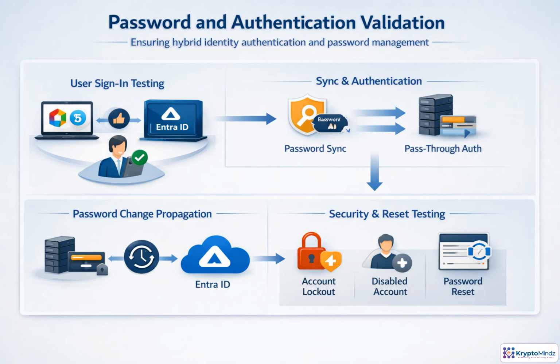Password validation proves hybrid identity is usable, not just configured. Use a synced user to confirm sign-in through Microsoft 365 or the Entra portal. Then verify the authentication method you selected: password hash sync or pass-through authentication. Change the password in Active Directory and confirm it reaches Entra ID within the expected window. Also test edge cases, including lockout behavior, disabled accounts, and password reset expectations. Sign-in logs are essential because they show whether failures come from sync, authentication, policy, or user state.